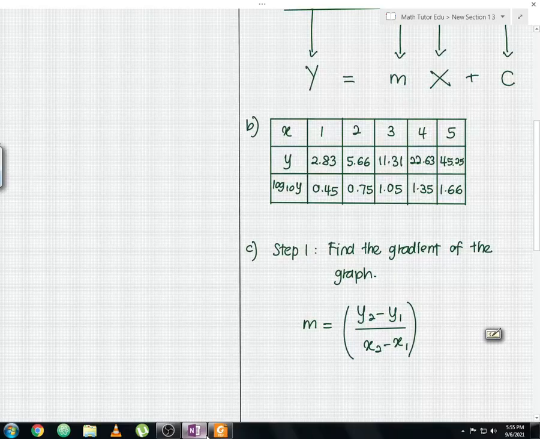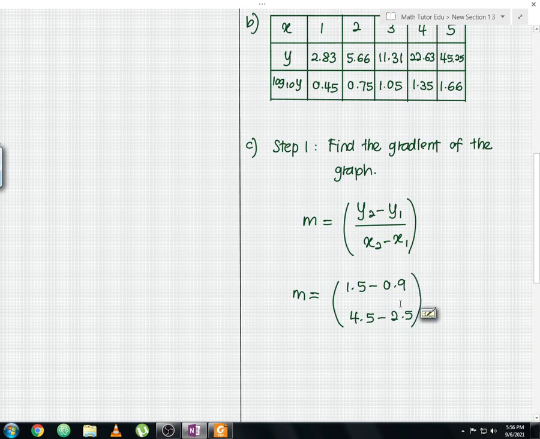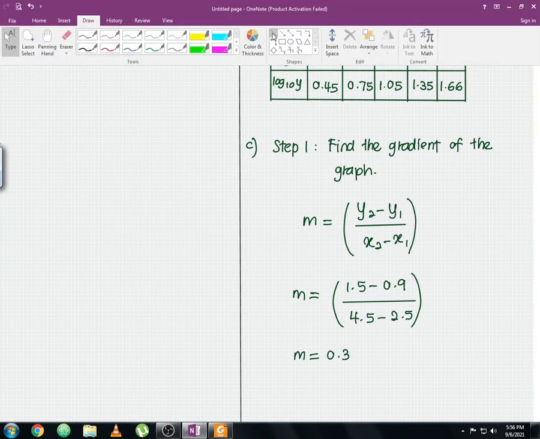Okay, so continue our working. To find your m, like I've said, m is equal to (1.5 minus 0.9) divided by (4.5 minus 2.5). Let me underline the fraction. You calculate this, and you should get the gradient of the straight line equal to 0.3. Let me underline this. This is a very important value, guys.